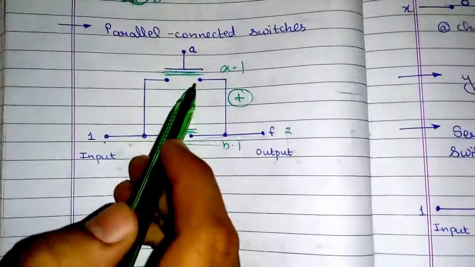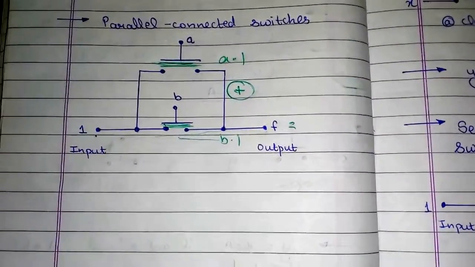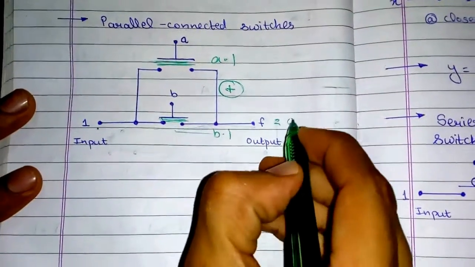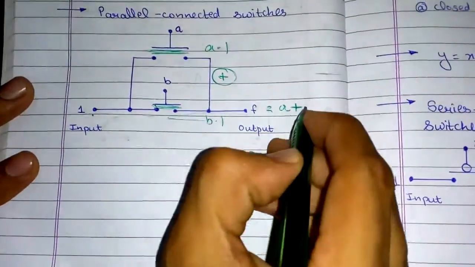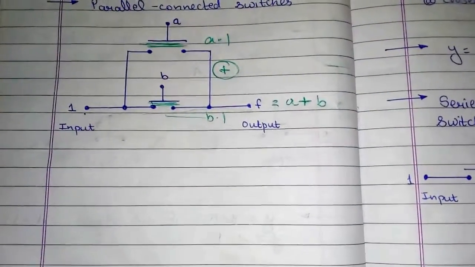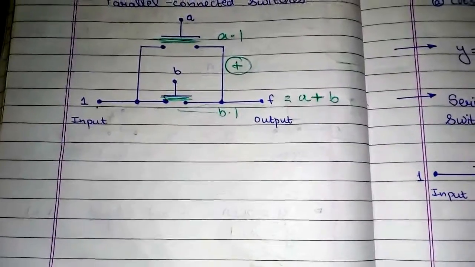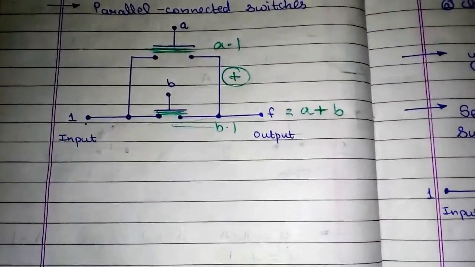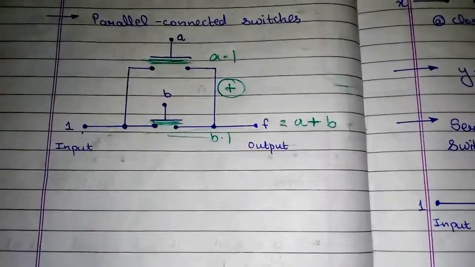So either this or this needs to be pressed, or this needs to be closed. That is why an OR operation is used, and this will give me A into 1, which is nothing but A, or B into 1, which is nothing but B. So basically I can have both of the switches closed or any one of the switches closed, and still I will have an output. Now these types of switches are called assert high switches.